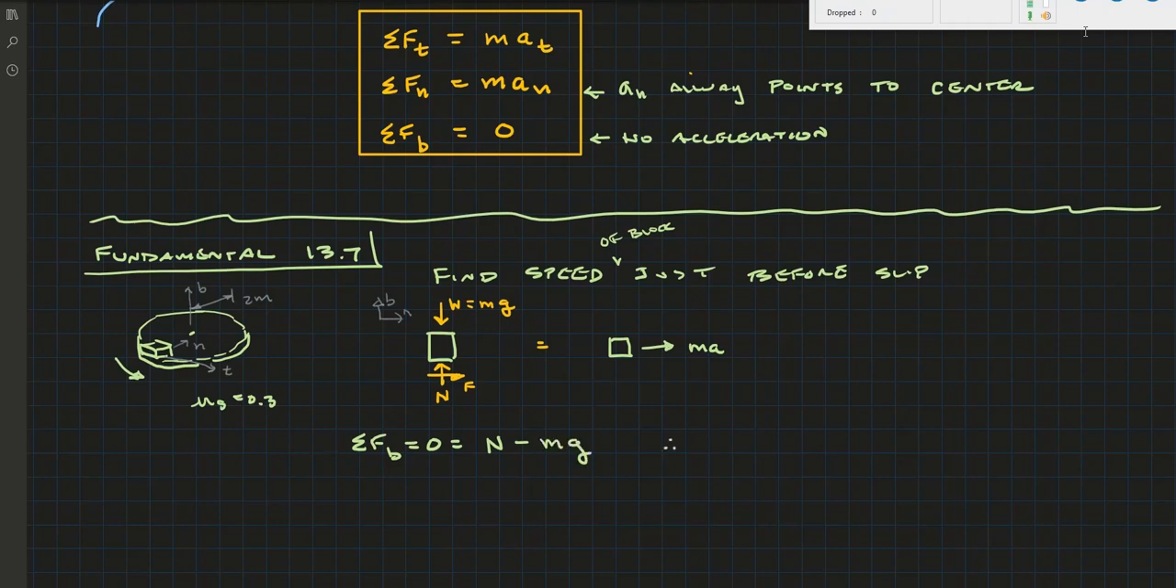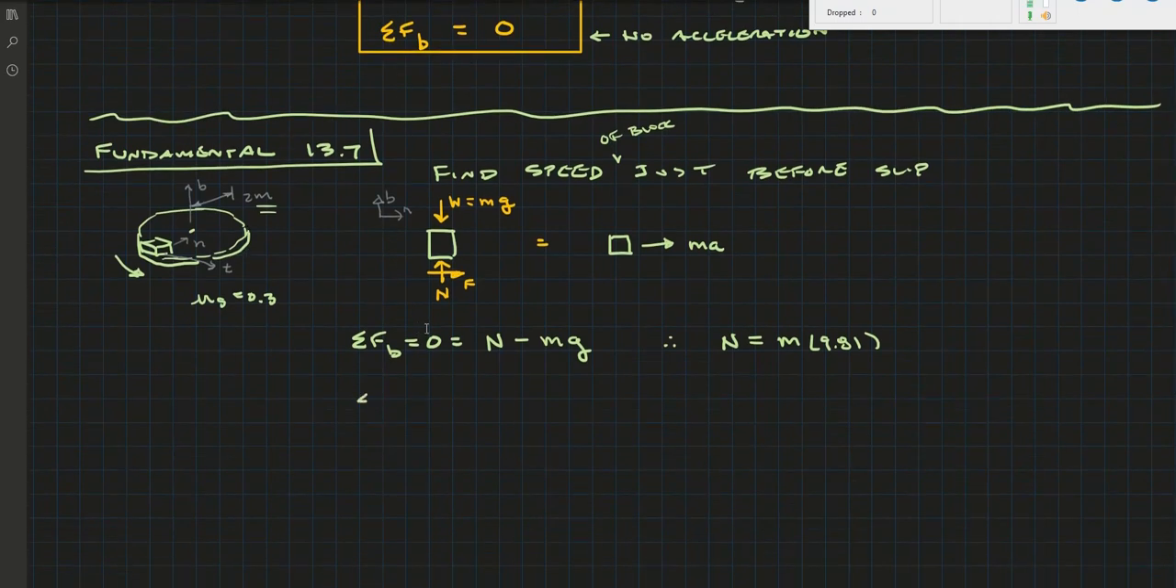So therefore our normal force equals 9.81 times, well, we don't have a mass, so we're just going to leave this as mg. So 9.81 times m, since we're dealing with meters over here. Okay.